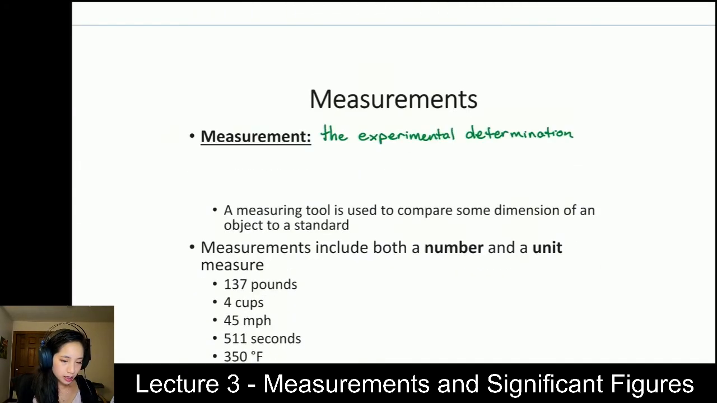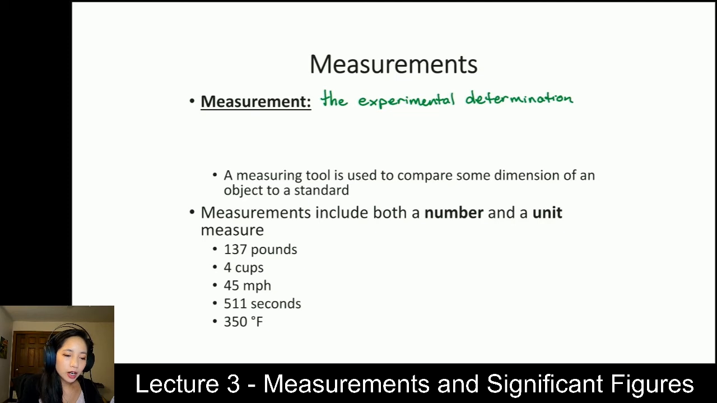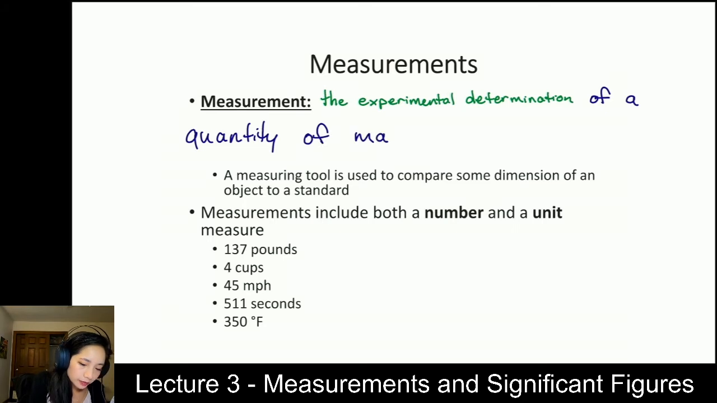So let's do some definitions. A measurement is the experimental determination, and when I say experimental, I mean we observe it, of a quantity of matter. So quantity of matter, I just mean any type of aspect of the matter. I'm being vague here. You can measure many different aspects of an object, and that's what I mean here in this second point.